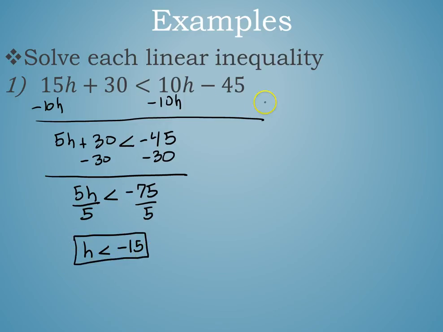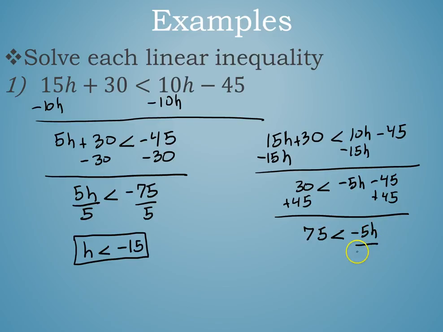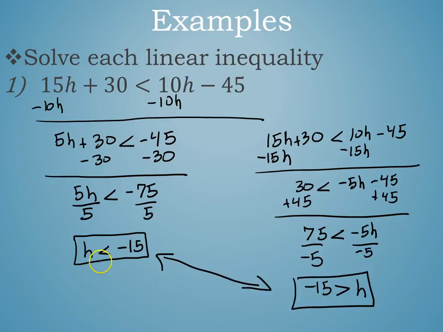Had I moved the variable to the other side, let me just rewrite that over here. We have 15h plus 30 less than 10h minus 45. Let's say we subtracted 15h first. We'd have 30 less than negative 5h. We add 45 to both sides. We get 75 is less than negative 5h. We divide by negative 5. So we get our negative 15. Divide by a negative, so we flip the sign. Greater than h. And these two are the exact same answers. h less than negative 15 is equivalent to negative 15 is greater than h.